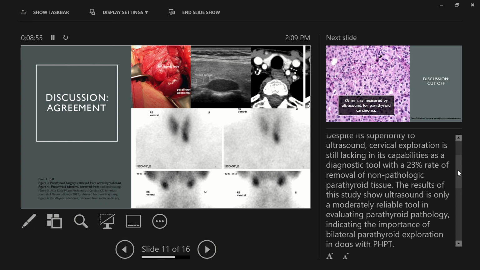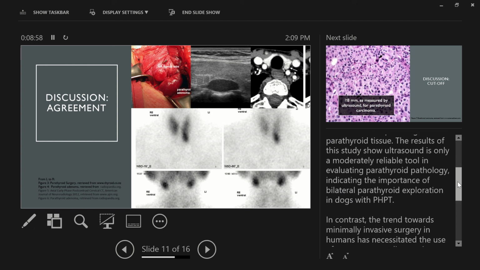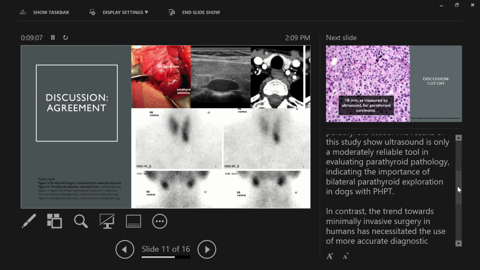The results of this study are showing that ultrasound is only a moderately reliable tool in evaluating parathyroid pathology, indicating the importance of the bilateral parathyroid exploration in dogs with primary hyperparathyroidism.